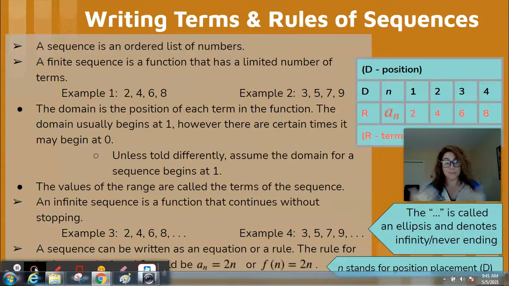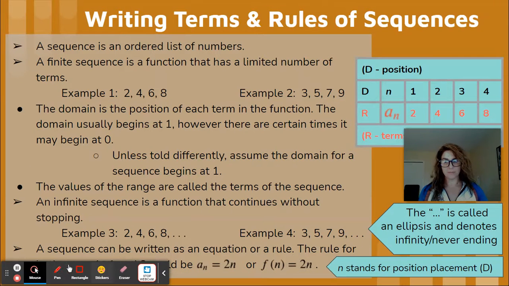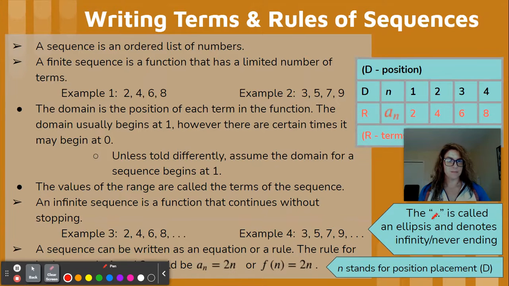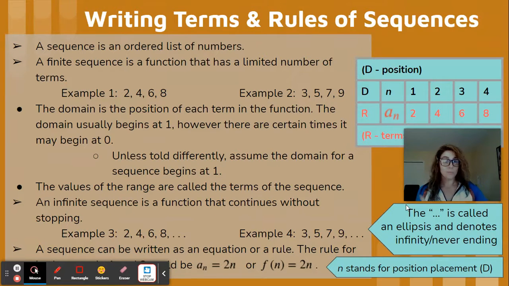An infinite one is exactly how it sounds. There is an infinite amount of terms. It's going to keep going on and on and on. And the way that we tend to show that is with these things we call ellipses. You've seen them before, right? They're these dots over here. It just means that's continuing on and on and on forever. Okay. So that would be a denotation of infinite. That's going to be your clear way of knowing that I have an infinite amount of terms.